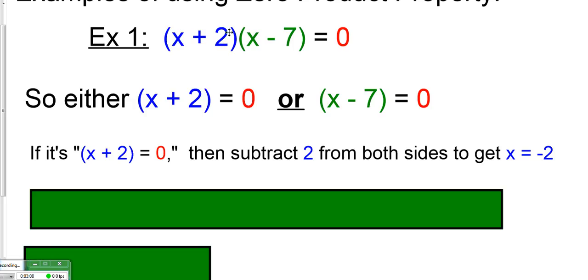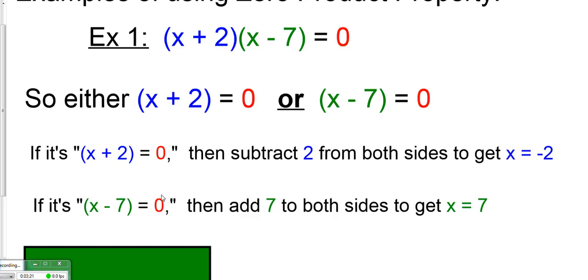If I plugged in negative 2 right here, negative 2 minus 7 is negative 9. Negative 2 plus 2 is 0. 0 times negative 9 is 0. This is one way to make it work. On the other hand, if it's the x minus 7 that equals 0, then we would add 7 to both sides and get that x equals 7.